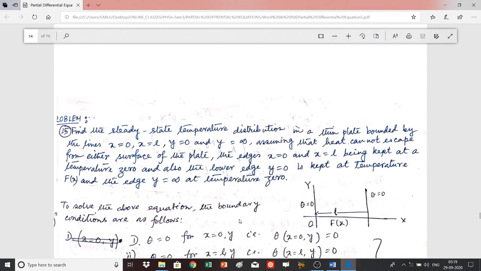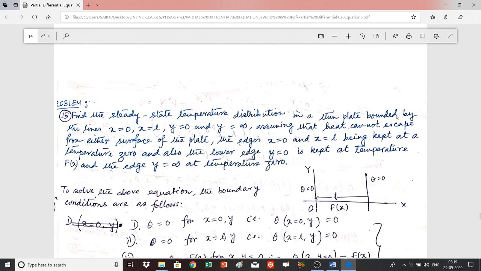The final one is the problem here. Find the steady state temperature distribution in a thin plate bounded by the lines x equal to 0, x equal to L, y equal to 0, and y equal to infinity, assuming that the heat cannot escape from either surface of the plate, the edges x equal to 0 and x equal to L being kept at temperature 0, and also the lower edge y equal to 0 is kept at temperature f(x), and the edge y equal to infinity at temperature 0.